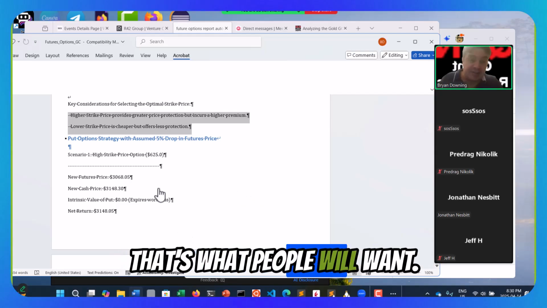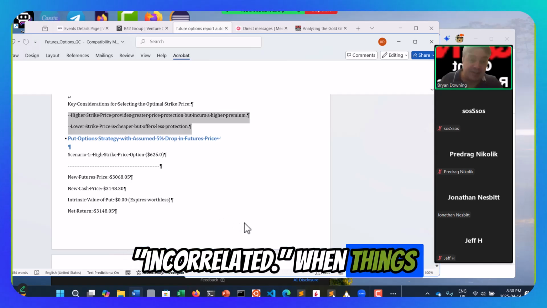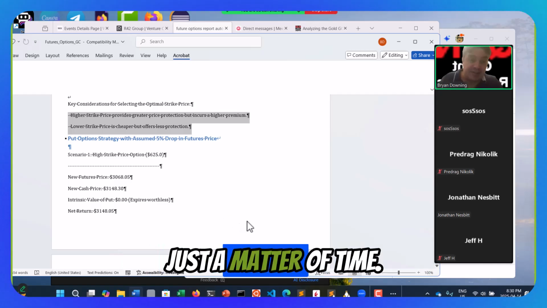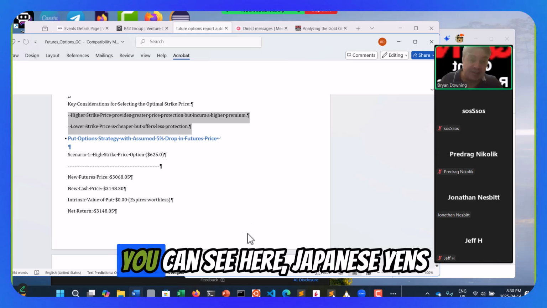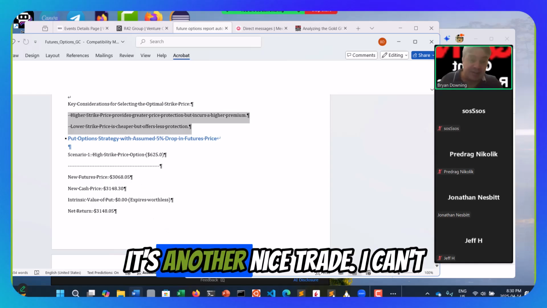And that's what people will want once they understand the term uncorrelated, when things get back. And I think they will. It's just a matter of time. You can see here, the Japanese yen's up there. That one's doing nice. It's another nice trade.